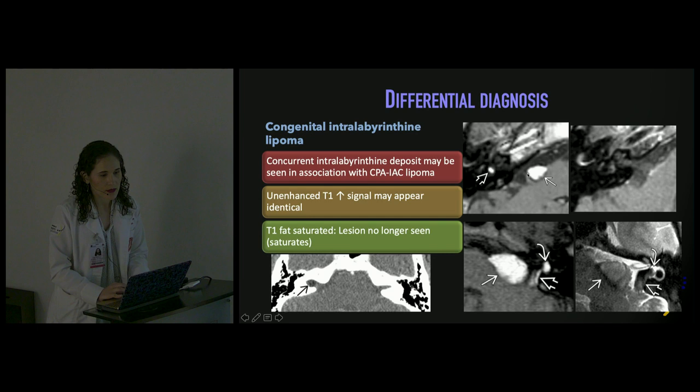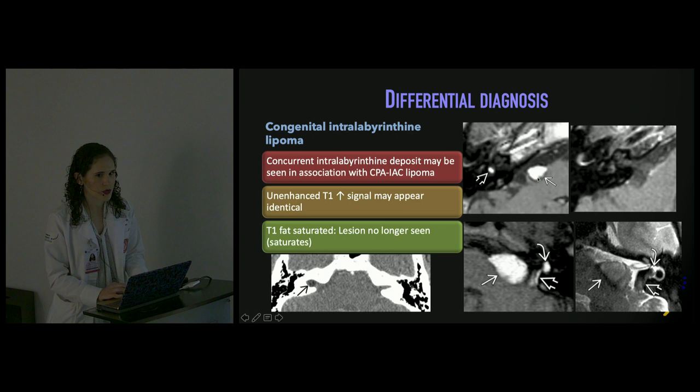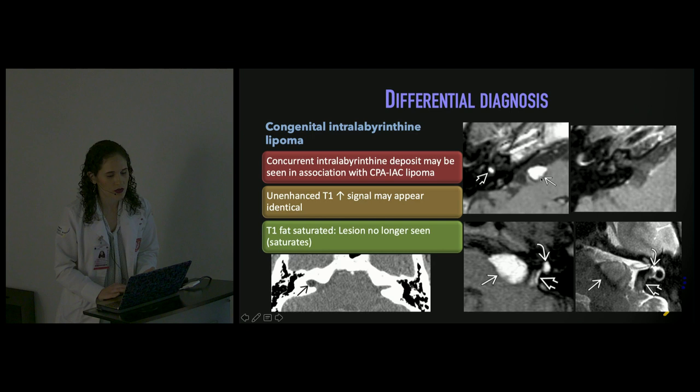We know that there are lipomas in the cerebellopontine angle. Lipomas, like fat, show suppression of the signal in the fat-saturated sequences. Look at this, there is coexistence of a cerebellopontine angle lipoma and an intralabyrinthine lipoma here in the vestibule. Look that in the fat sat, the signal is suppressed. Okay, in this portion, and in this portion too.